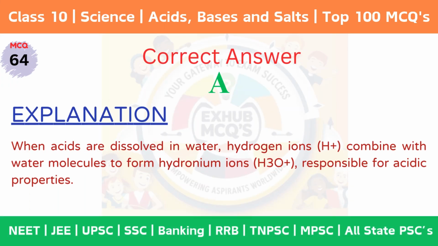The correct answer is option A, they form hydronium ions. Explanation: when acids are dissolved in water, hydrogen ions, H+, combine with water molecules to form hydronium ions, H3O+, which are responsible for acidic properties.